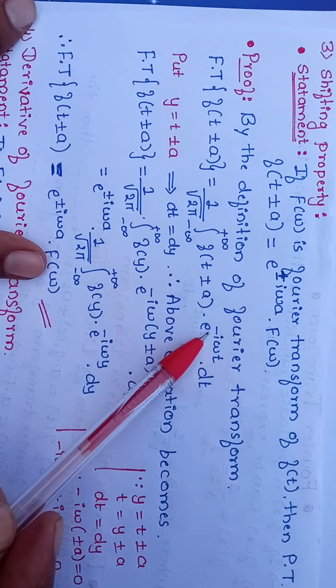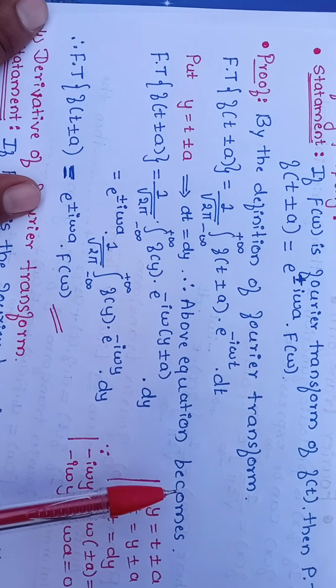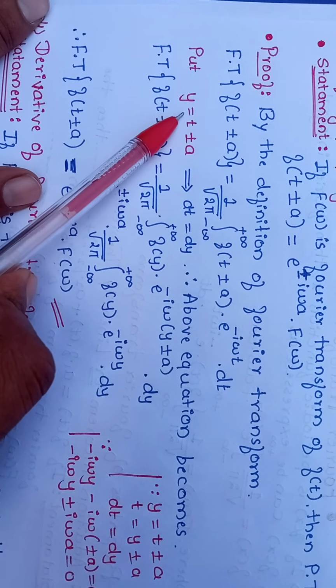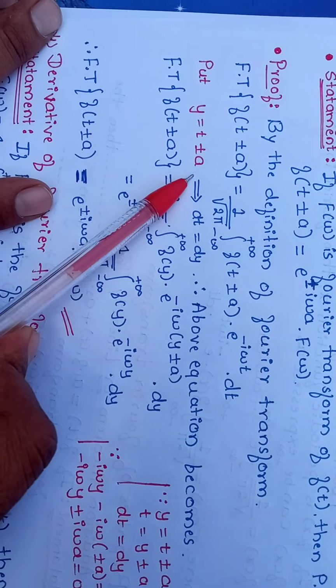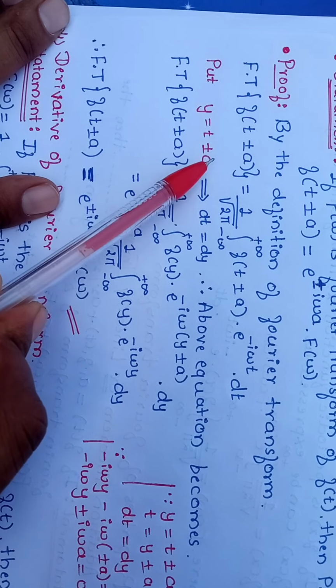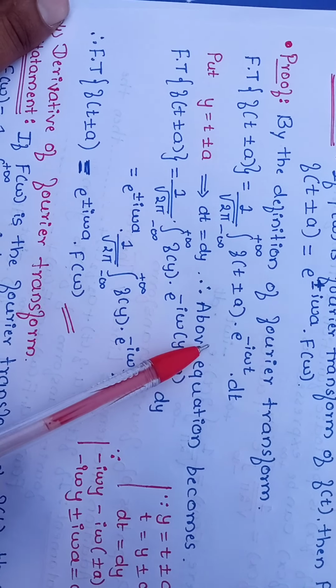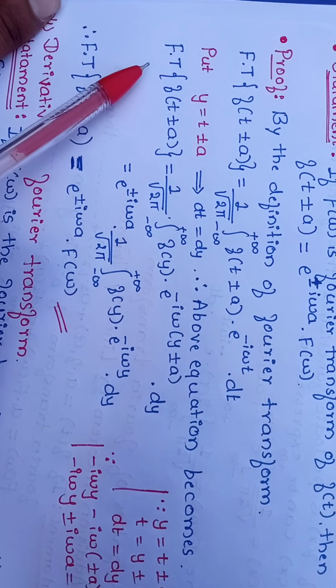Okay, now in this equation put y equal to t plus or minus a. Then what is the value of t? t equal to y plus or minus a. Hence it gives dt equal to dy. Now put these values in the above equation. What do you get?